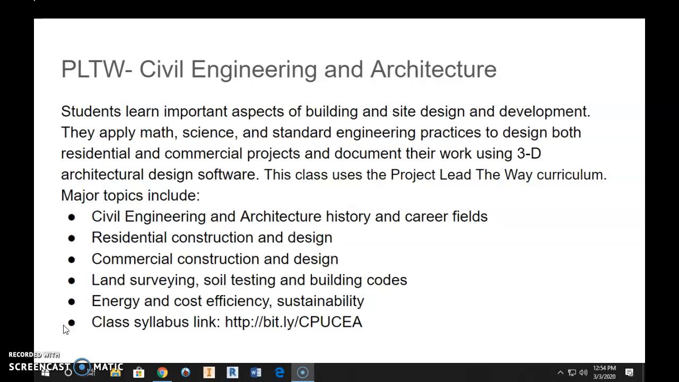Major topics will include civil engineering, architecture, history, and career fields, residential construction and design, commercial construction and design, land surveying, soil testing and building codes, energy and cost efficiency, and sustainability.